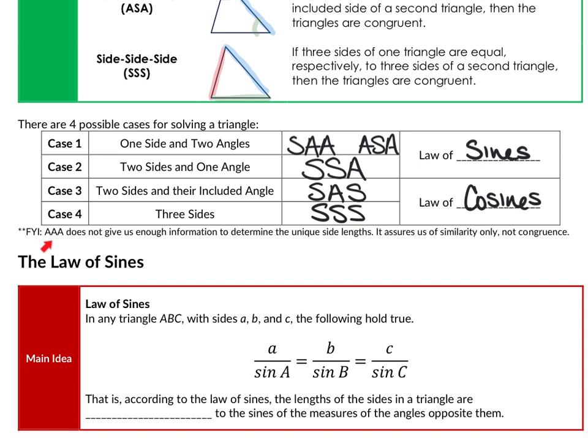As a quick note, if you have all three angles, that's not enough information to solve the triangle because we would need at least one side length. Angle, angle, angle tells us similarity, not congruence, so it kind of doesn't work for either.